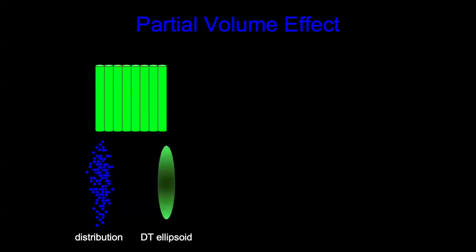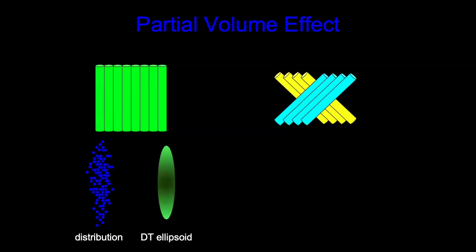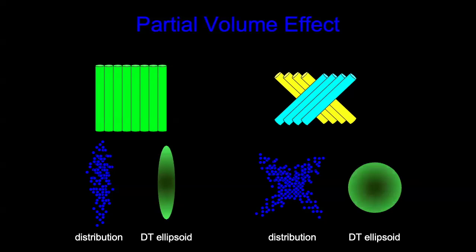So if we have nicely aligned axons, then our water distribution will look something like this, and our ellipsoid fits that very well. But if we have axons, different tracks that cross, for example, then the distribution of the water would actually look something like this. But the ellipsoid we're going to calculate is going to be this kind of M&M shape.